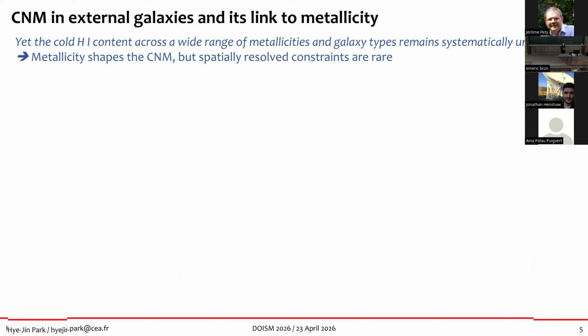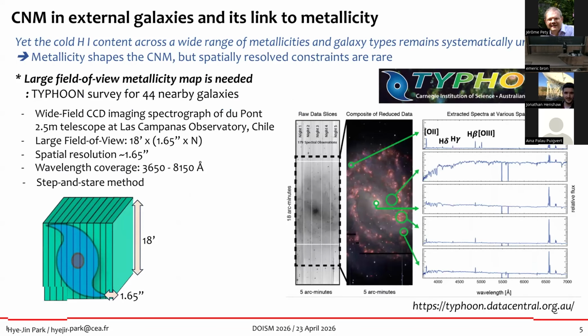However, the cold HI content across a wide range of metallicity and galaxy type remains very unexplored. So this is where the TYPHON survey comes in. This is an optical pseudo field-of-view survey for 44 nearby galaxies. And it has a very wide field of view, covering almost the optical size of the galaxy.